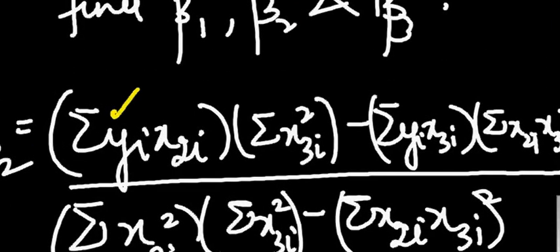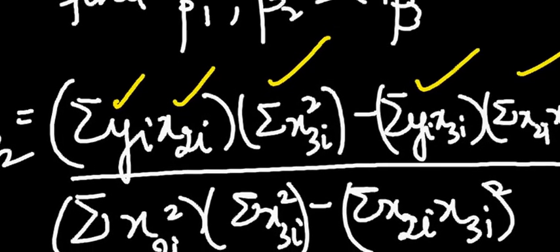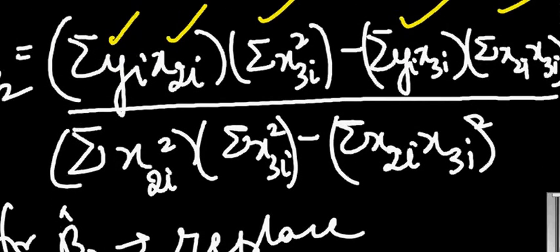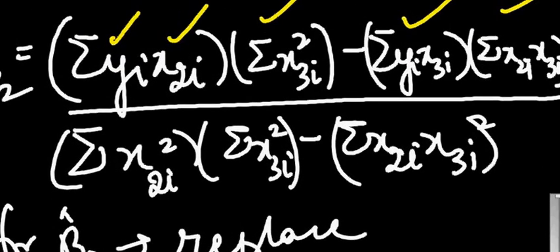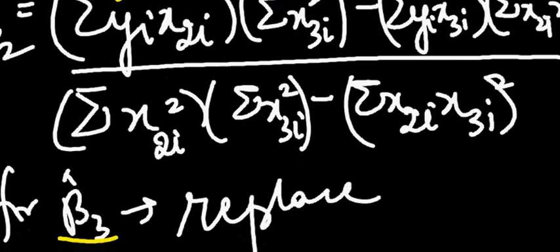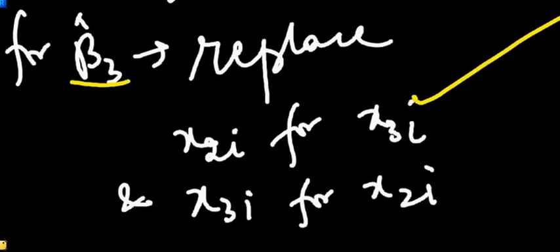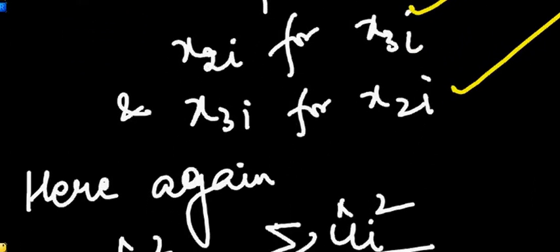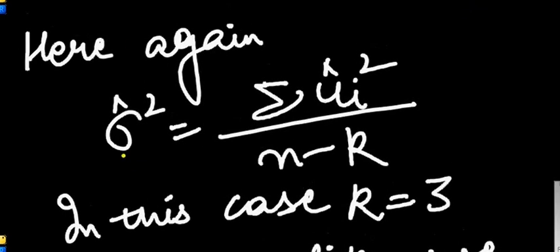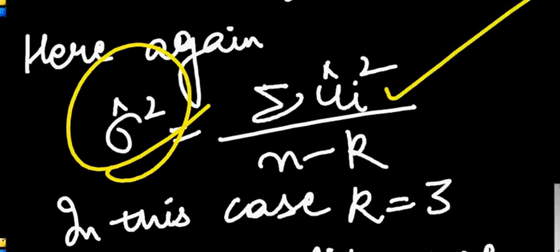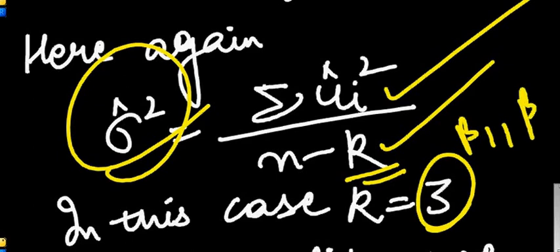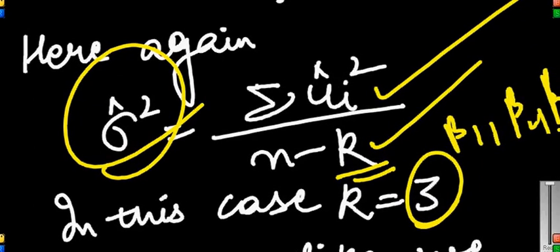Now notice all this is in deviation form. Once you know the value of beta 2 hat, all that you have to do to find beta 3 is to exchange the positions of x2i and x3i. Replace x2i with x3i and x3i with x2i, and you would get beta 3 hat. Again, if you have to find the variance, it's summation ui hat square upon n minus k, where k is the number of parameters. In this case it's 3, which is beta 1, beta 2 and beta 3.